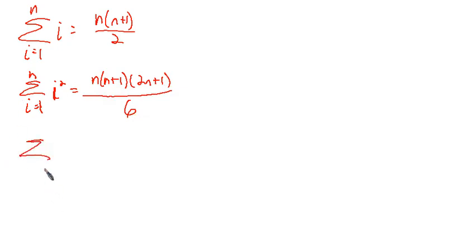And we have one more: the sum of i cubed. So this is 1 plus 8 plus 27 plus 64 plus 125, up to 5 cubed. So this is n squared times n plus 1 squared over 4.